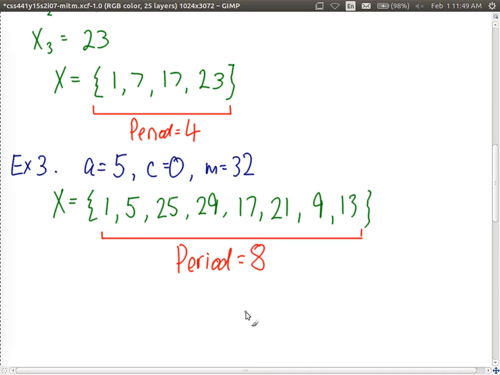So a parameter of this algorithm, m, should be set to be very large. The larger the value of m, the larger the potential period of the sequence. If it's 32, the period can be no longer than 32. If we set it to 1,000,000, the period could be up to 1,000,000. It may be less, but in theory, it can go up to 1,000,000. So generally, we set the value of m to be very large.